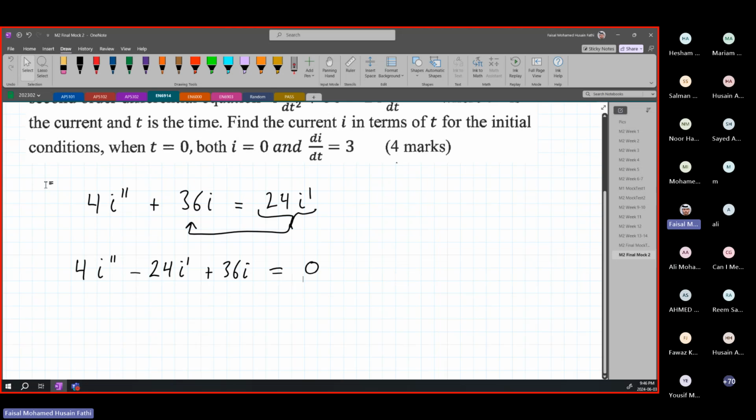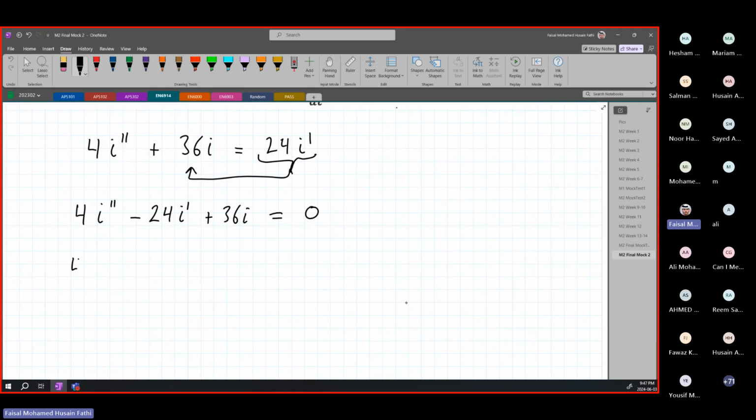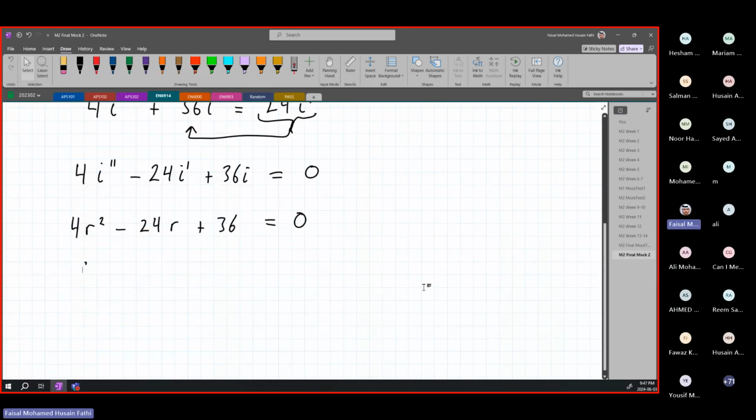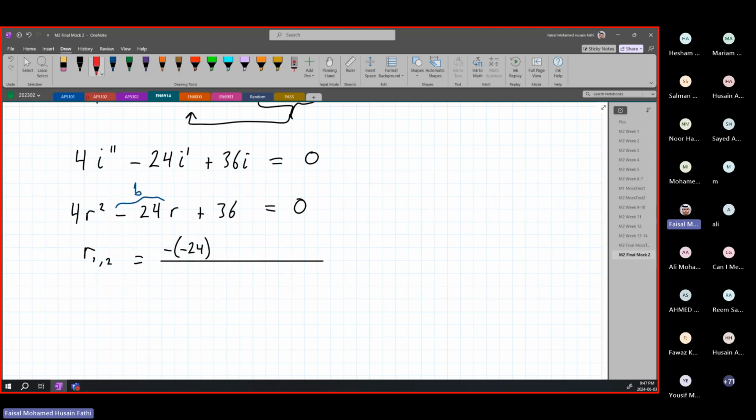And that's it. That's the whole trick for this question, Yani. Just make sure that your right-hand side is equal to 0. Then you can write your auxiliary equation, which is 4r squared minus 24r plus 36 is equal to 0. Then you're going to do your R1,2, which is equal to, for a quadratic equation, minus b, which is minus 24, because b is already negative. So this is our b value, this is our a value, and this is our c value.